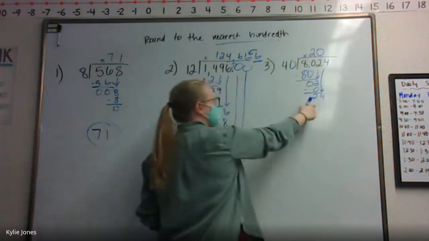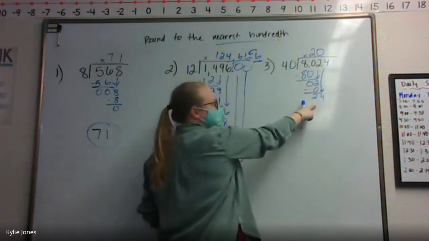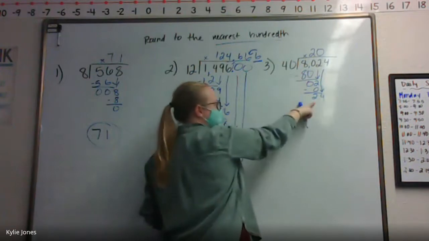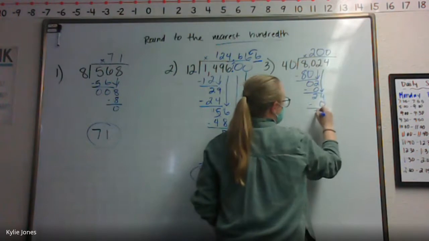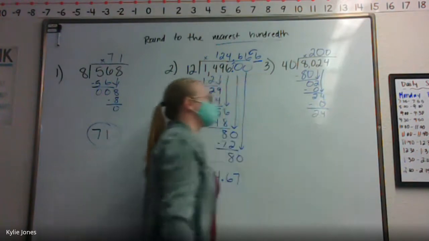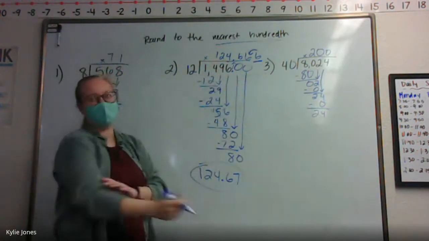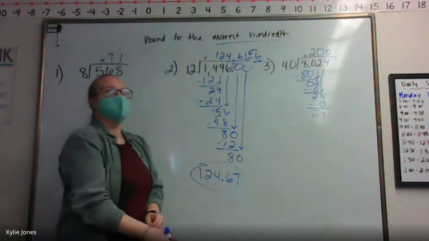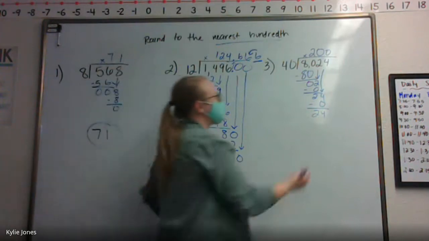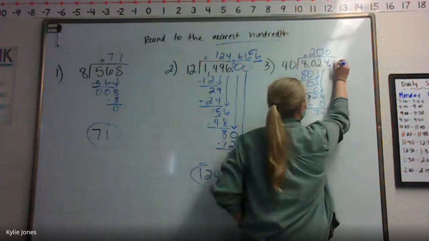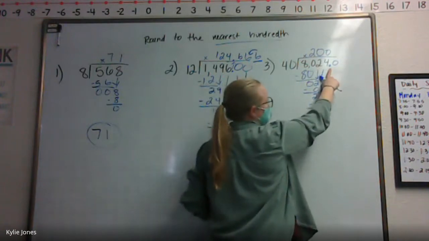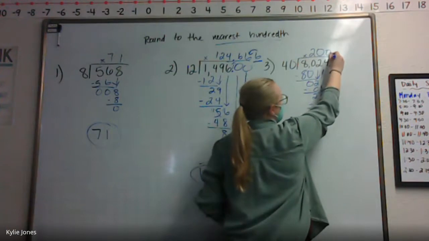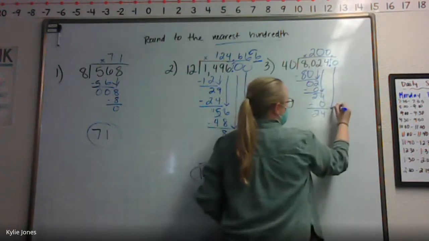Does 40 go into 24? No. So what do I have to put up top? 0. Another 0. We subtract and get 24. But I'm not done because I want you to round to the nearest hundredth if it goes that far. We need to do another decimal and a 0. If I add a decimal here, what do I have to do with it? Bring it straight up. And then we drop down our 0.